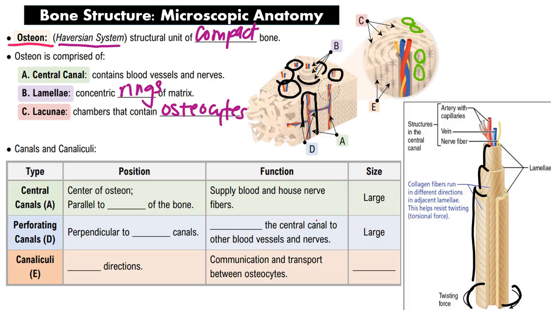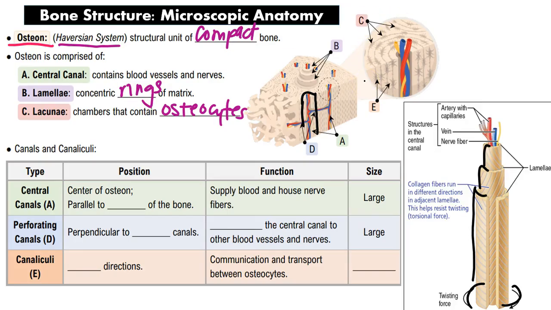Now, of course, everything is labeled. So our central canal, where we're going to have all of our blood vessels and nerves, is labeled here as A, where you can clearly see blood vessels and nerves. And then B is going to be our lamellae, which again are layers of concentric rings of the matrix, which we see in B. So that's 1 layer, 2 layers, 3 layers of lamella, which of course come together to form the lamellae. And then the lacunae are all of the different chambers here that house osteocytes. And we see that in all the little areas that letter C is pointing to.